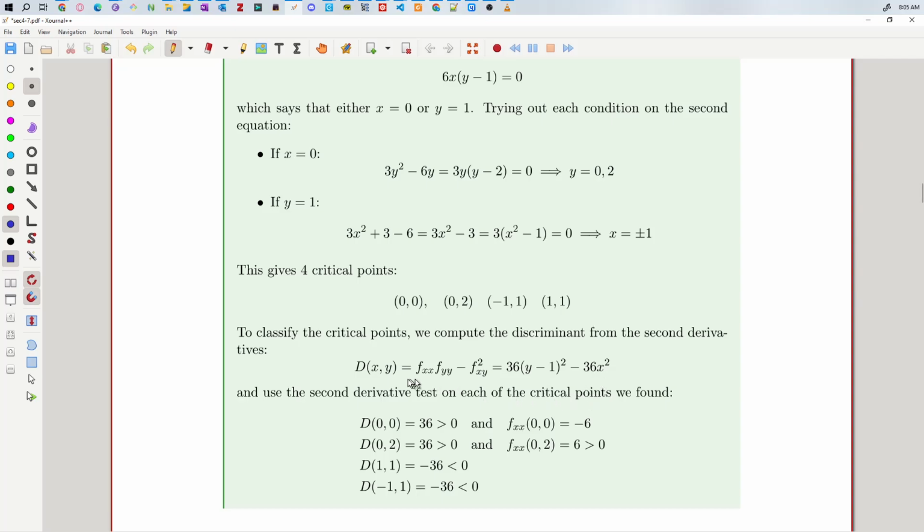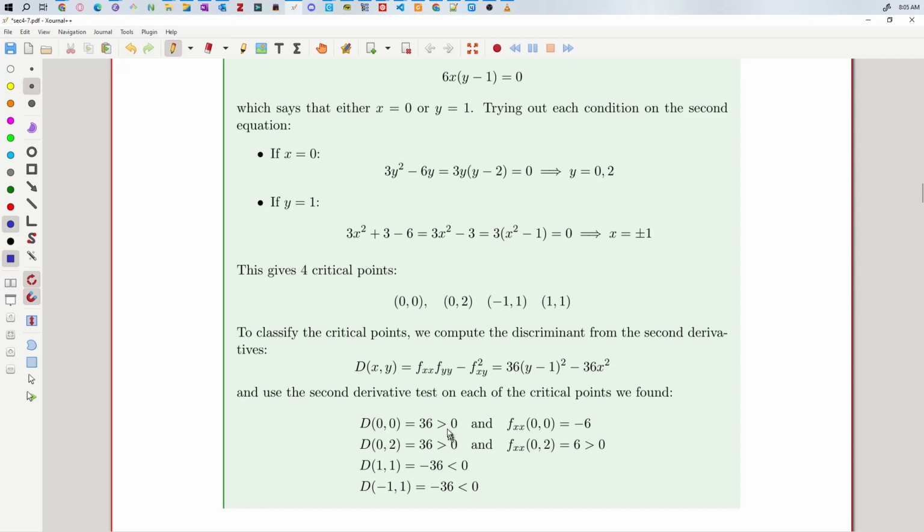And then plug all the points into the discriminant to test things out. So you see that I do the calculation there. Well, I'm not showing you the work, I'm just giving you the end result. So you just plug it in and you get some numbers out, and that'll tell you some things. With 1, 1 and minus 1, 1, you can tell right away that these are saddle points.